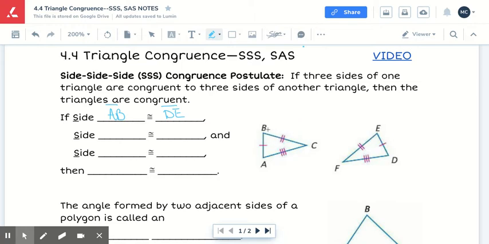And let's see, then one with two tick marks on it, I've got BC. It's kind of a messy C. There we go. So line segment BC is congruent to line segment EF. And then the side with three tick marks on it on the first triangle is CA. And CA is congruent to FD on this one.